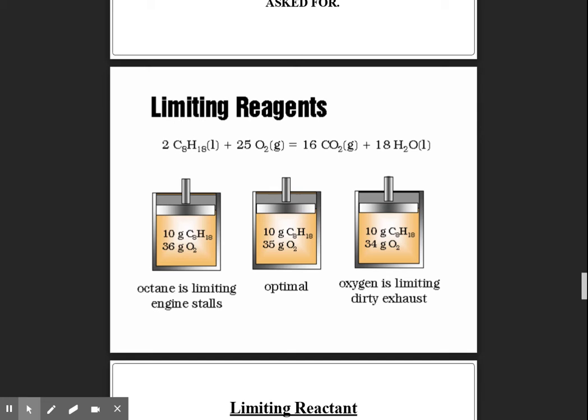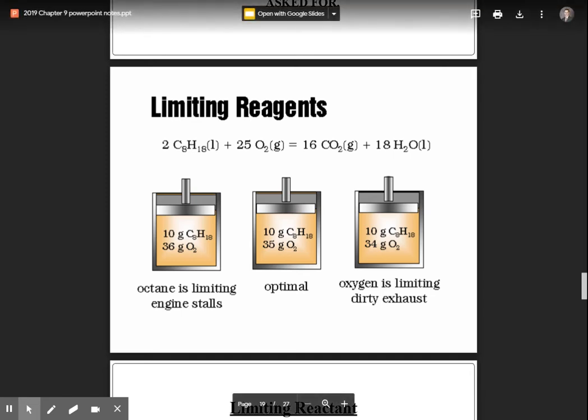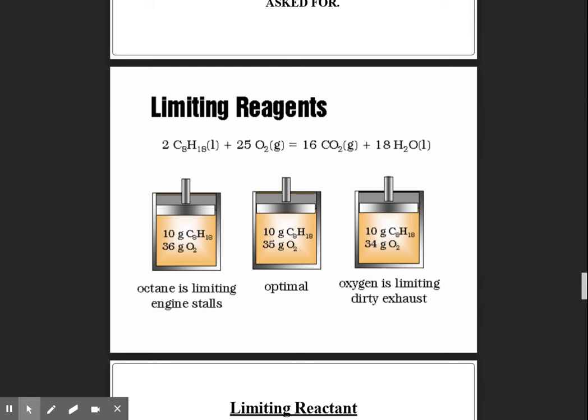But we're going to have engines left over. So the engines are in excess. That would be the excess reactant. That is the one that we have some left over of. And I'll go ahead and let you know the words reactants and reagents are used interchangeably here.